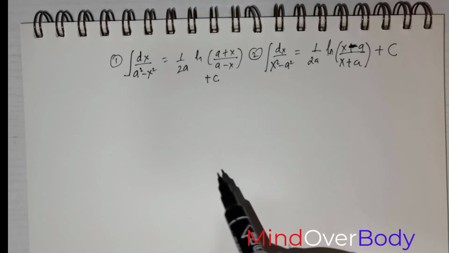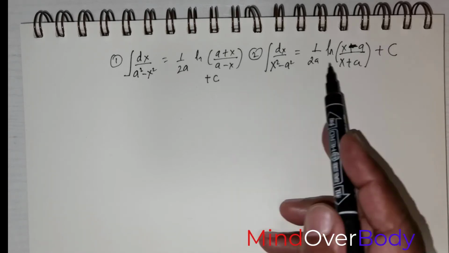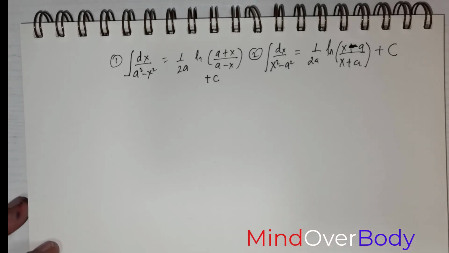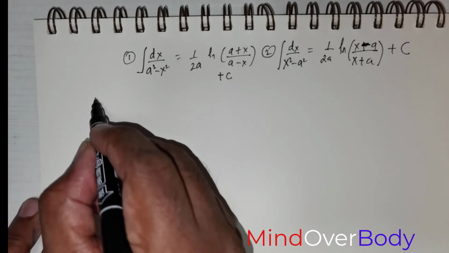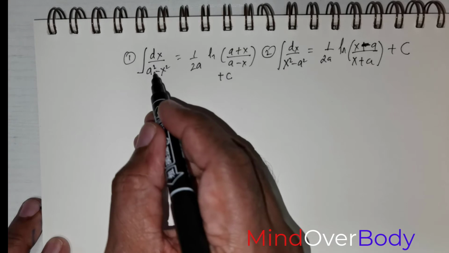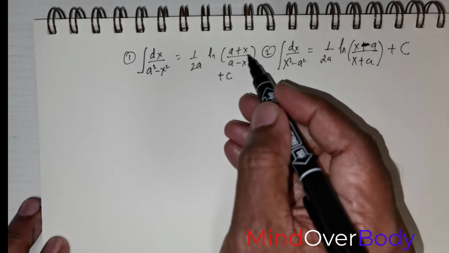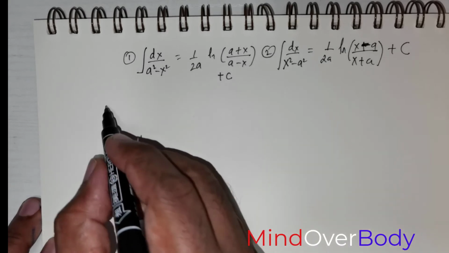(a minus x). So what I'm going to do is establish the proof for these two important results by means of partial fractions. That's exactly what I'm going to do. So question 1, I'm going to prove that integral dx over a squared minus x squared is indeed equal to 1 over 2a ln of (a plus x) divided by (a minus x) plus arbitrary constant c.